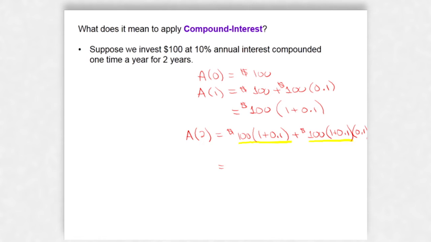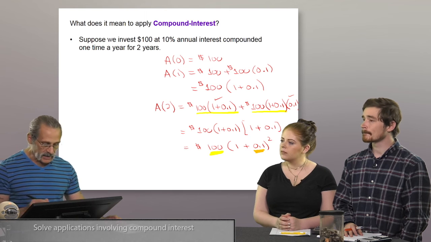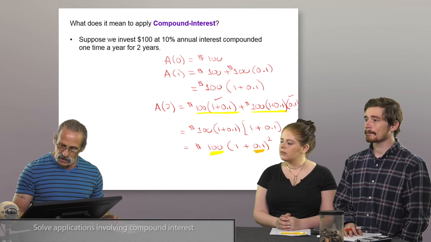So now I have $100 times 1 plus 0.1. And when I factor that out, I have left over 1 from this term and a 0.1 from this term. I end up after 2 years with $100 times 1 plus 0.1 squared. And I notice something very specific. I have my amount I invested here, and then I have my interest rate here that I compounded once a year. And then I have the number of actual compounding periods here.